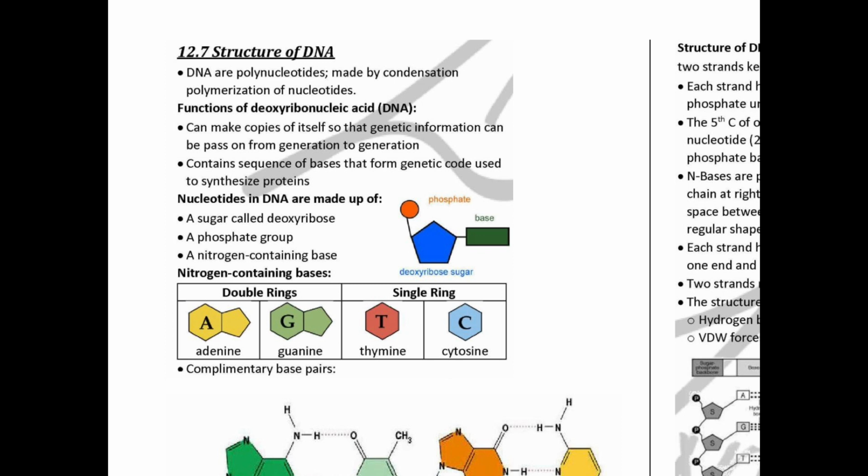Functions of deoxyribonucleic acid, which is DNA. So what's the function? Of course, it is related to the genetic stuff. Okay, so now let's see what they put here. Can make copies of itself so that genetic information can be passed on from generation to generation. So these are the functions of DNA. So you can just copy the information on the DNA and then just pass on.